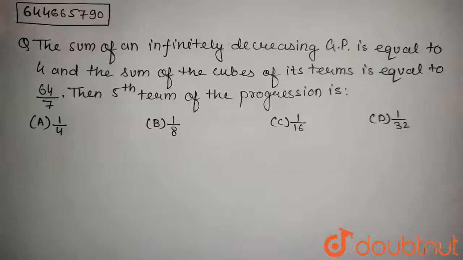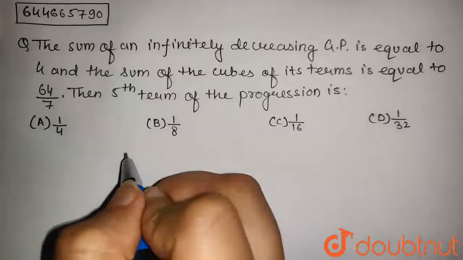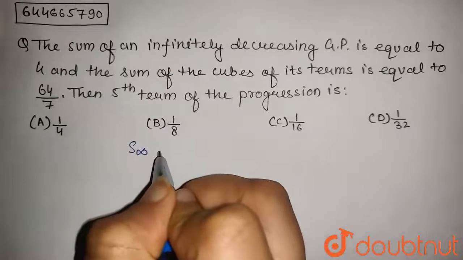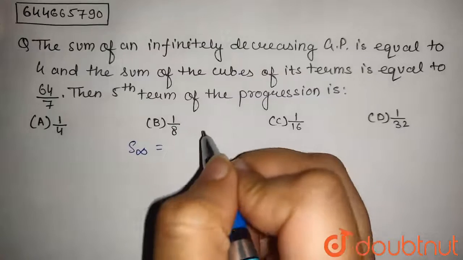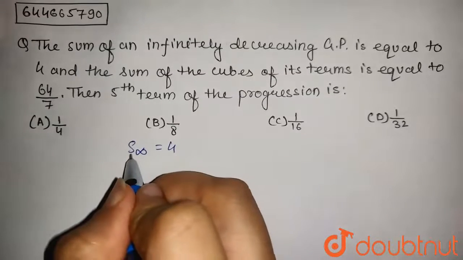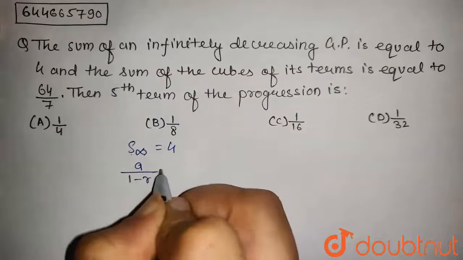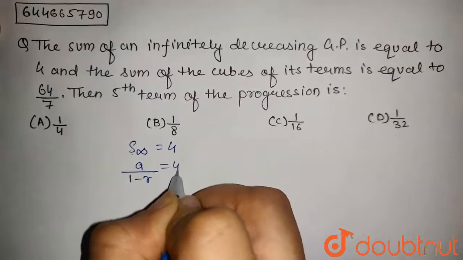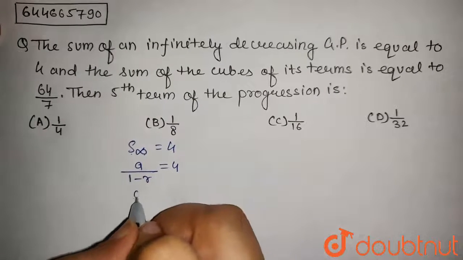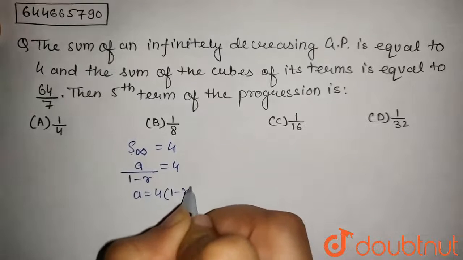The question is: the sum of an infinitely decreasing GP is equal to 4 and the sum of the cubes of its terms is equal to 64 by 7. Then the fifth term of this progression is. So in this question we have been given that the sum of an infinitely decreasing GP is equal to 4. And we know that the sum of an infinitely decreasing GP is given by a upon 1 minus r. So this will be equal to 4. From this we get the value of a as 4 into 1 minus r.